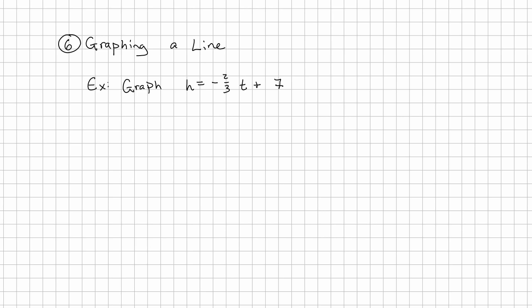We're going to graph the equation h equals -2/3 t plus 7. And just as a note, we're thinking of h as a function of t. So t is my independent variable, h is my dependent variable, t is my input, and then based on t, we can find a unique value of h.